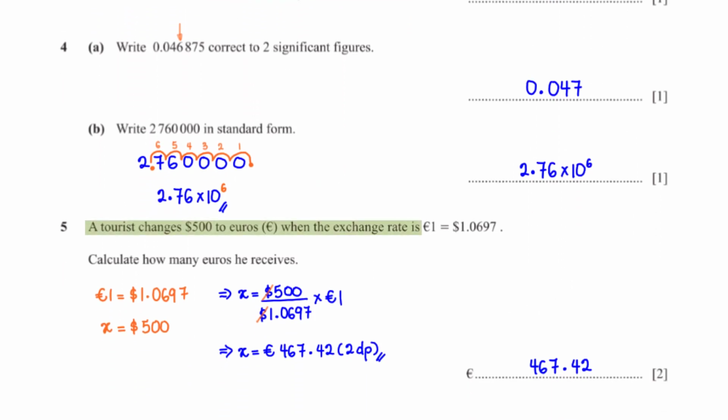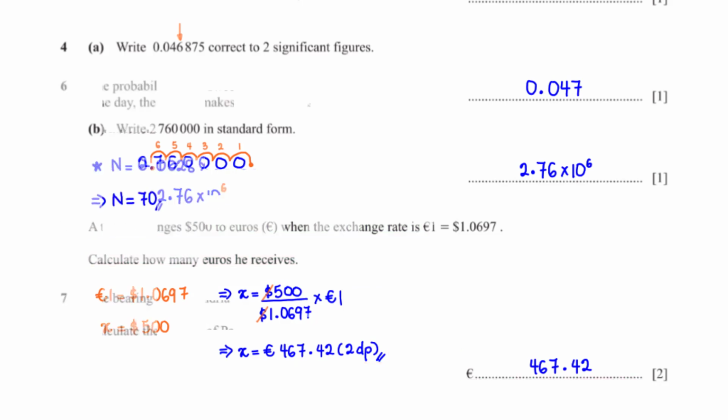A tourist changes $500 to euros when the exchange rate is 1 euro equals $1.0697. Calculate how many euros he receives. First, we set up the currency conversion to find the equivalent of $500 in euros, which is what we are calling x. When we cross multiply and make x the subject, this is what we get, which is equal to 467.42 euros rounded to two decimal places.